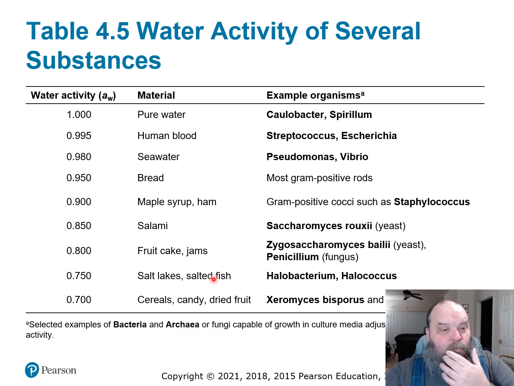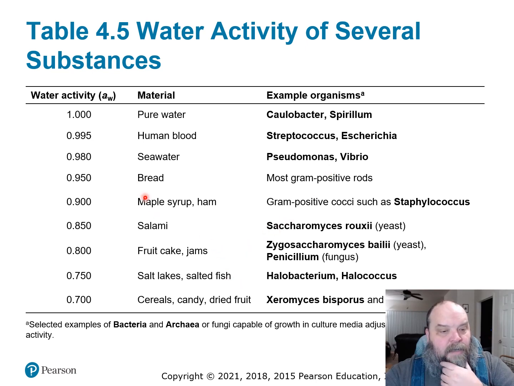So when you look at water activity, the osmolarity, pure water is 1. Human blood, 0.995. Strep and E. coli like that level. Seawater, there's not that big of a difference between our blood and seawater, but it's enough that strep and E. coli aren't going to handle it very well. It's going to be a little harder on them.